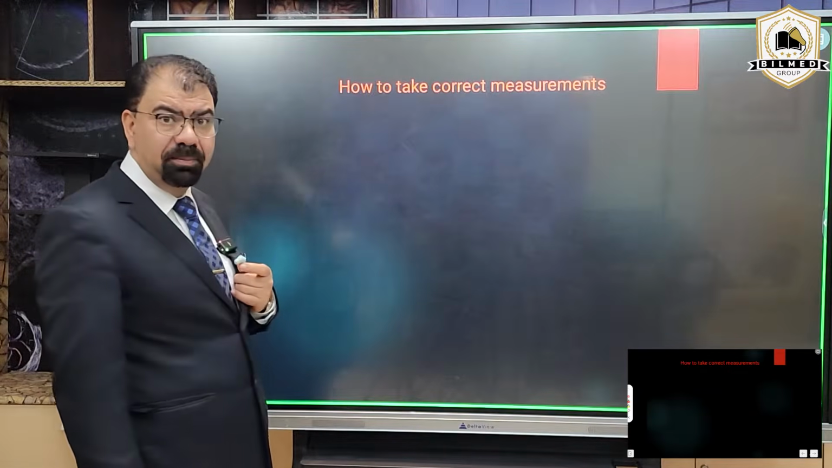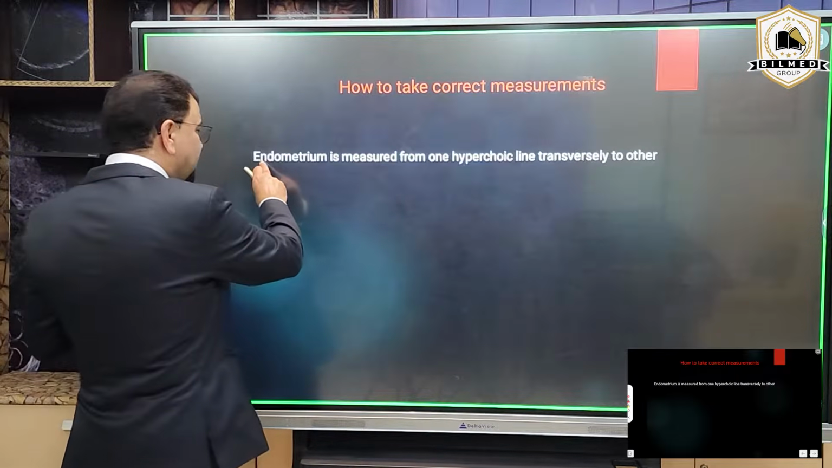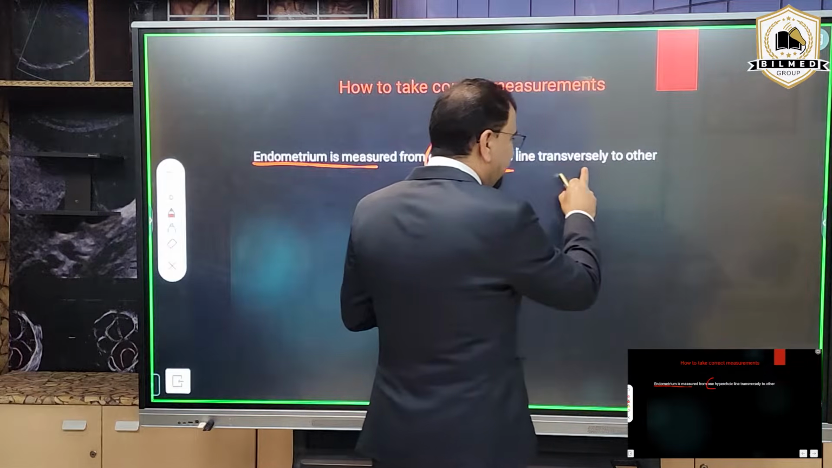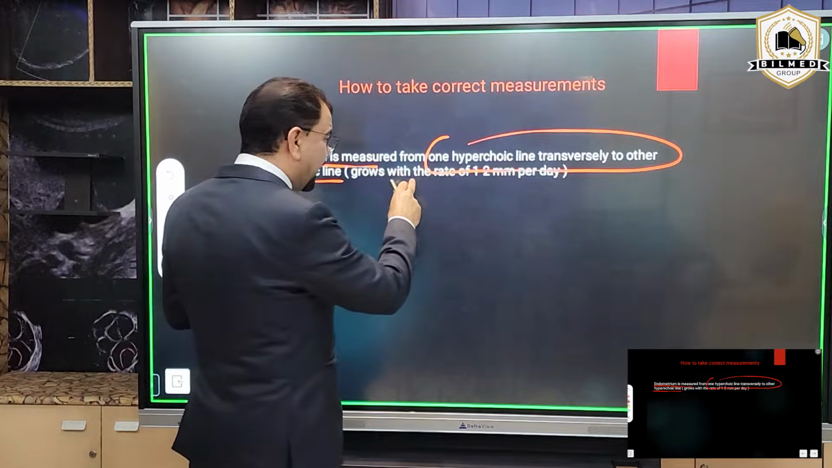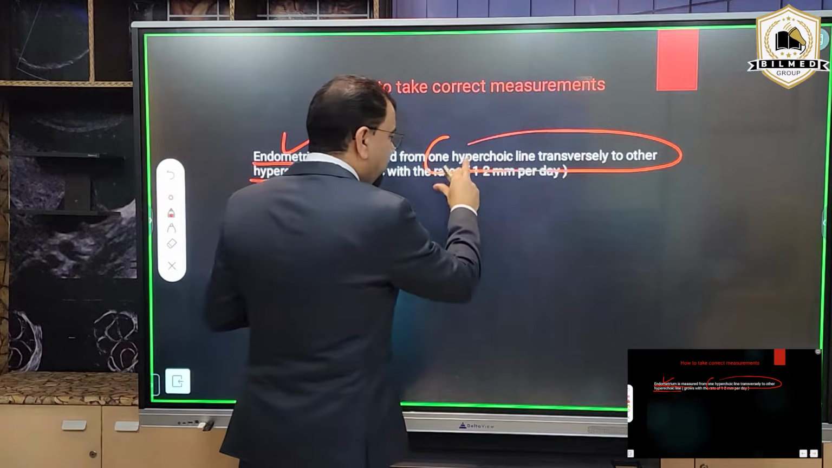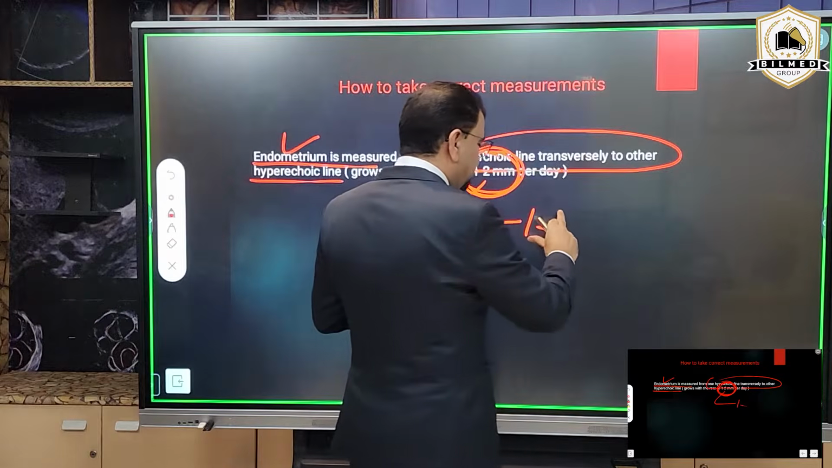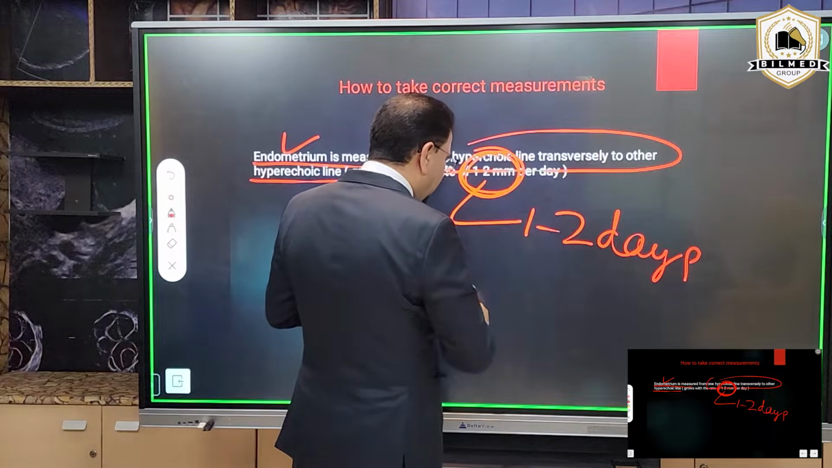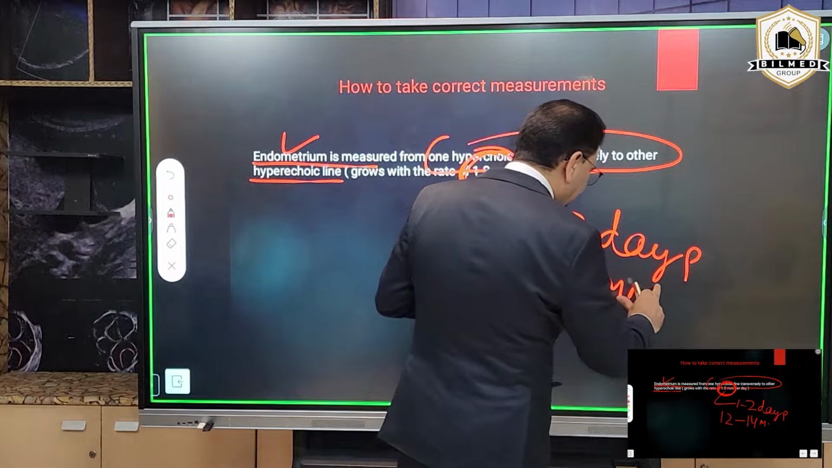Now, correct measurements are very important. When you are measuring the endometrium, the measurement is to be taken from one hyperechoic line transversely to another hyperechoic line, and the growth rate of this endometrium is 1 to 2 millimeters per day. Since it grows 1 to 2 millimeters per day, you are expecting about a 12 to 14 millimeter endometrium at day 12.